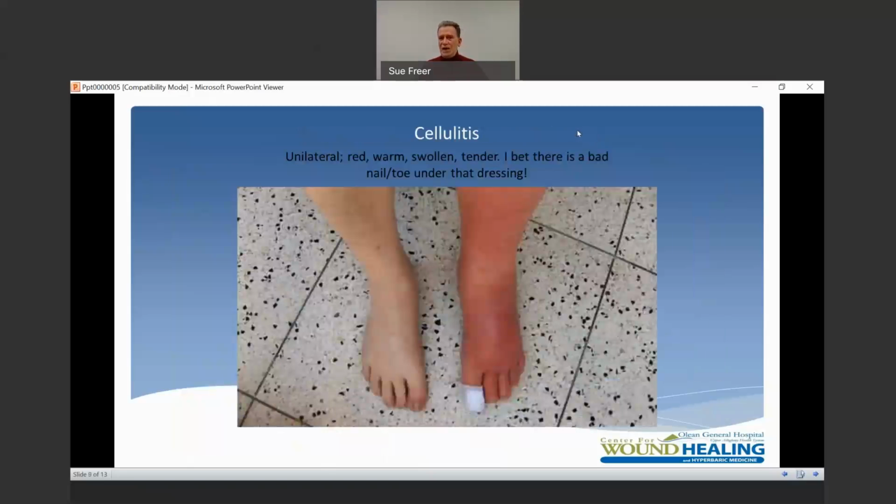And again, one last patient with cellulitis. It's unilateral. The leg is swollen, red, and warm. And you could see that little dressing that the patient has on their toe. I bet there's a nasty ulcer or a bad toenail underneath that dressing. Don't forget to remove the dressing.